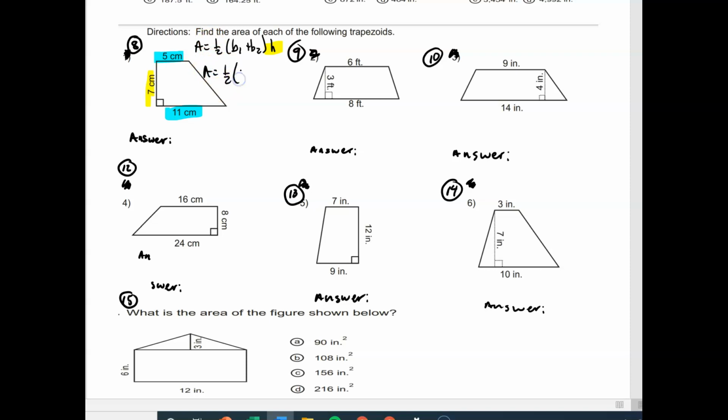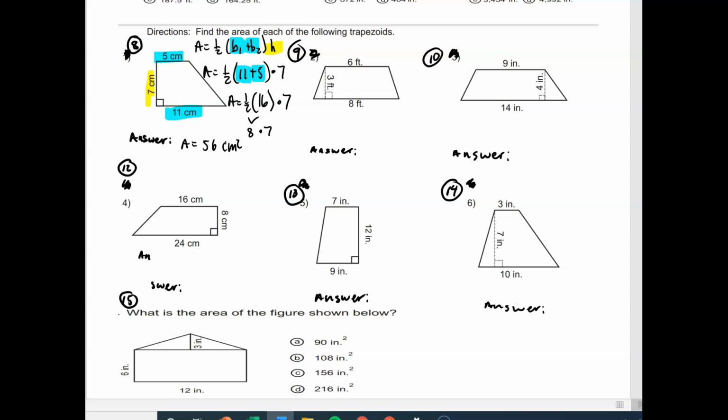So 1/2 base 1, 11 plus 5. It doesn't matter whether you label that base 1 or base 2. And then times 7. Right? So order of operations says we should do our bases first. Right? So 11 plus 5 is 16. So then it's a lot easier to take 1/2 of 16, right? Half of 16 is 8, and then 8 times 7 is your answer, area is equal to 56 centimeters squared. Again, if you're like, whoa, this is way too hard, stop it, rewind it, watch it again until you kind of pick up on it.